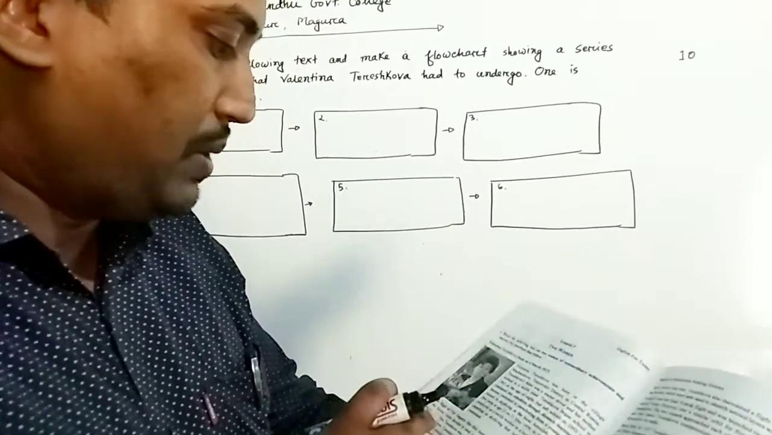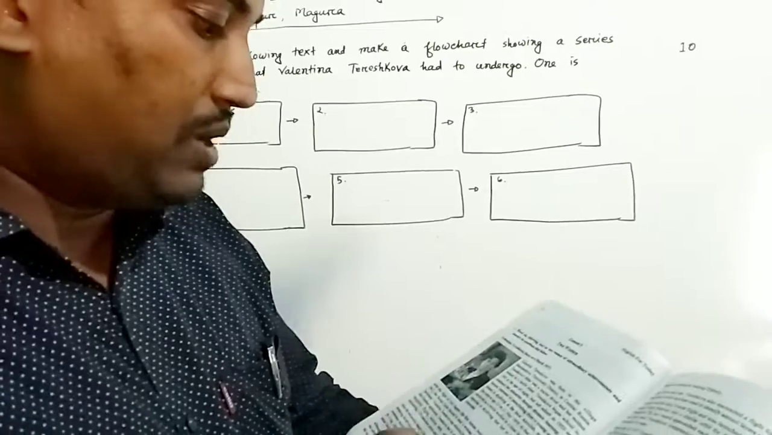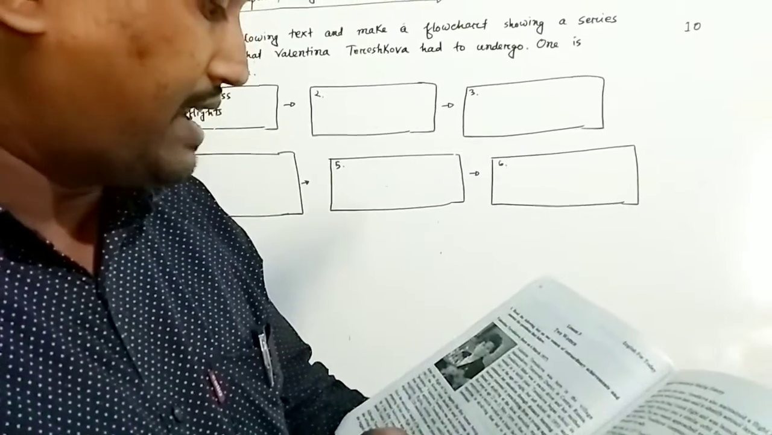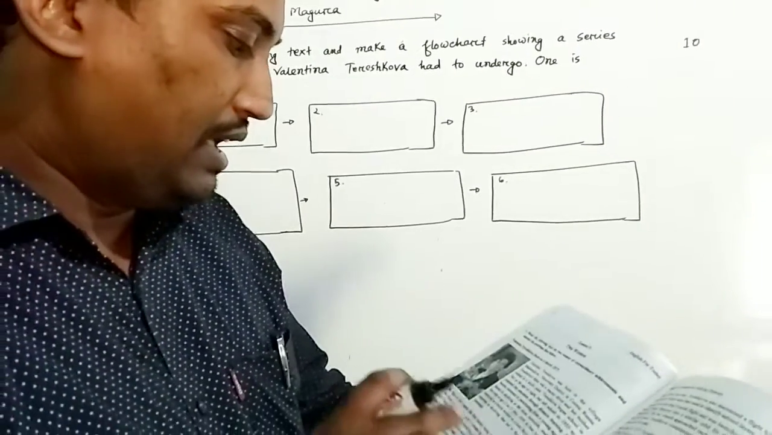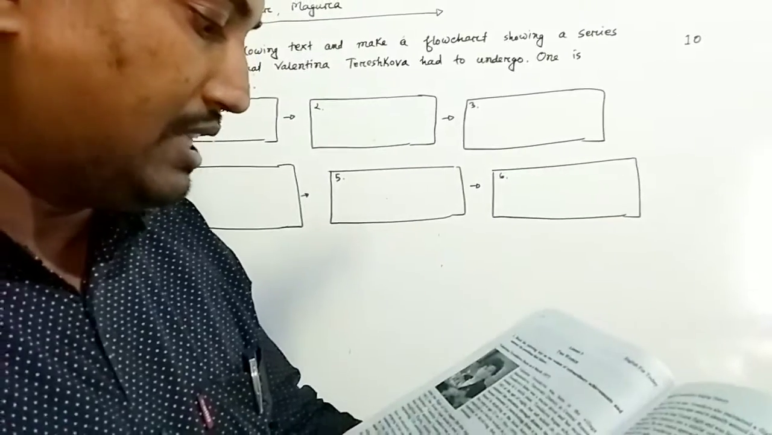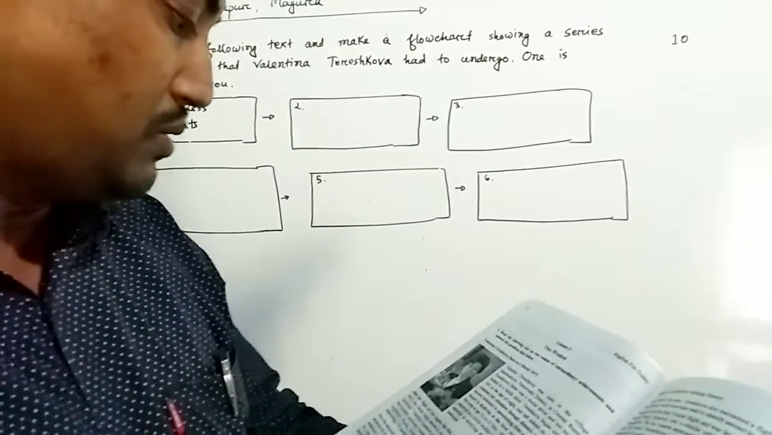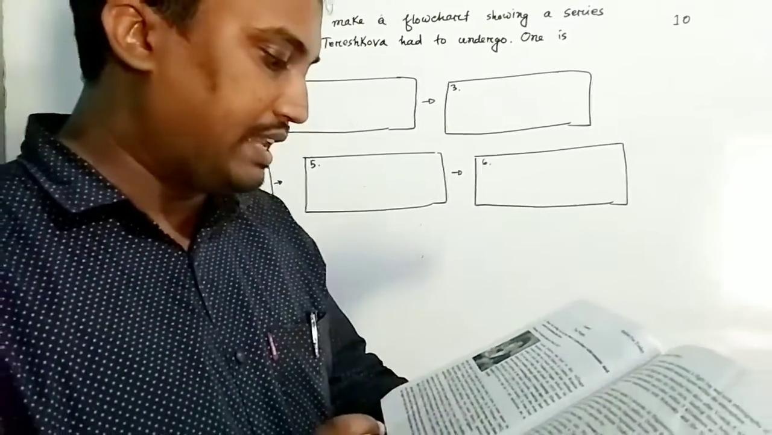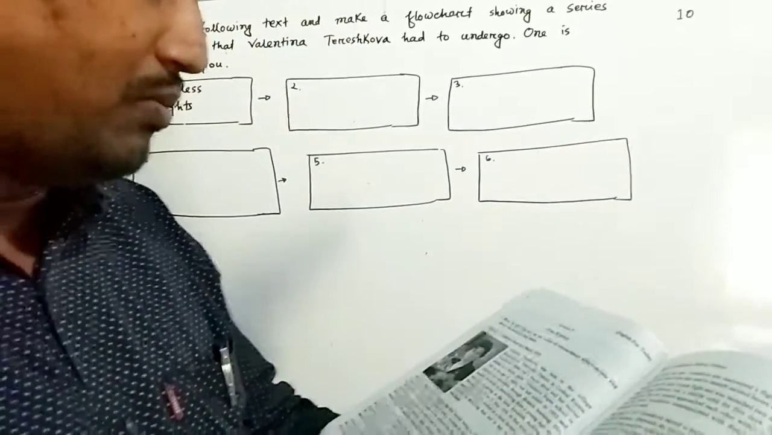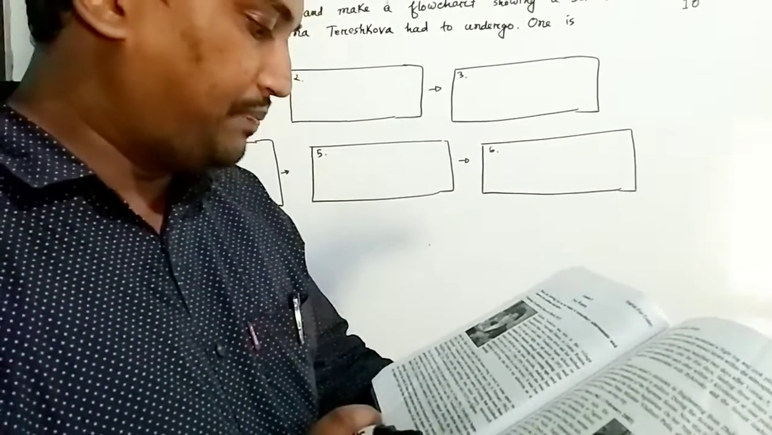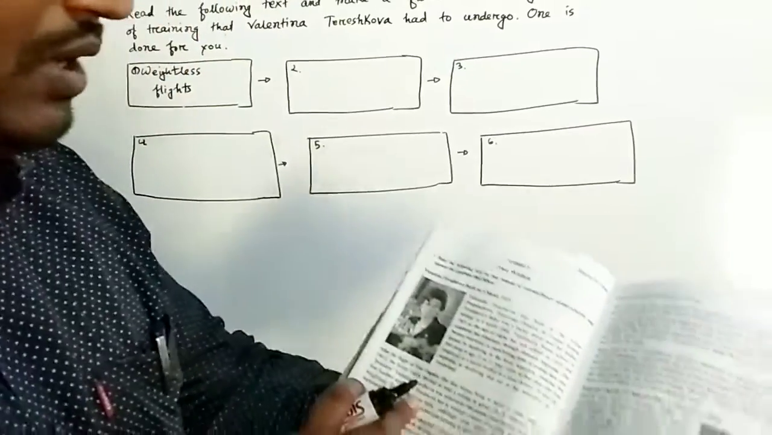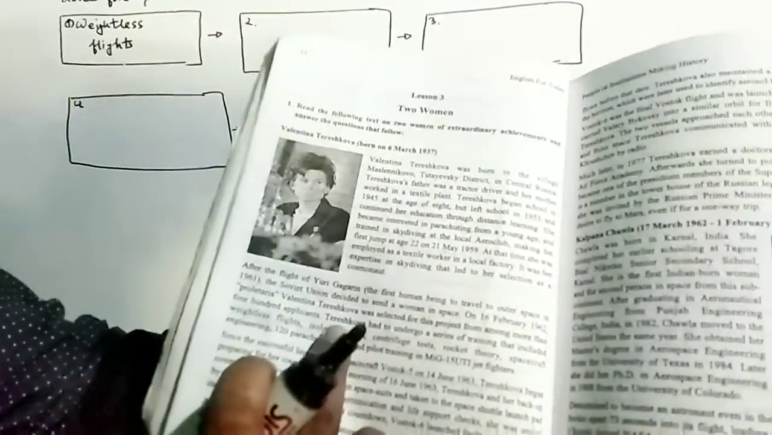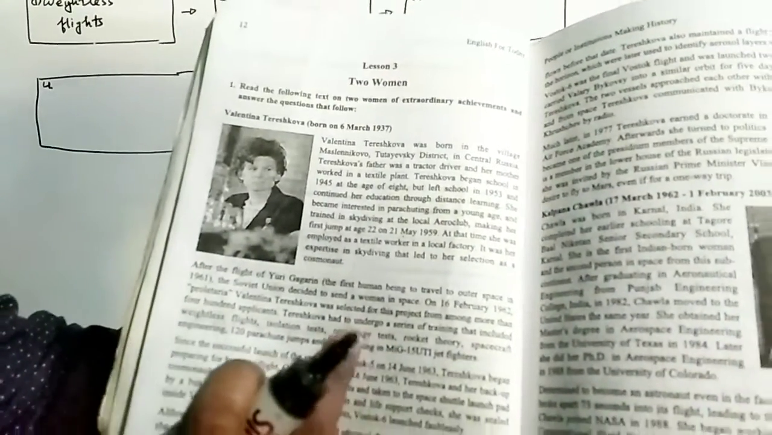After the flight of Yuri Gagarin, the first human being to travel to outer space in 1961, the Soviet Union decided to send a woman into space. On 16 February 1962, Valentina Tereshkova was selected for the project from among more than 400 applicants. Tereshkova had to undergo, so look at this para. I think that is the answer of this flowchart.